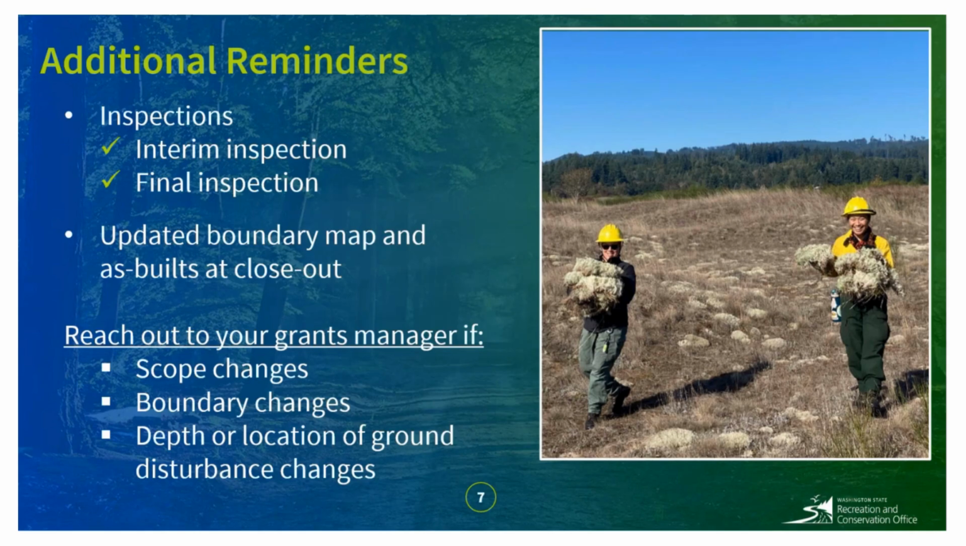Remember that if your project scope or boundary changes at any time after your agreement is issued, please reach out to your grants manager. Scope changes require review and approval from RCO. Major changes to scope, such as removing significant recreation elements from your project, may not be approved. And depending on what's changing, such as the depth or location of ground disturbance, your project might require additional cultural resources assessment. Please see the Project Management and Implementation segment for more information.